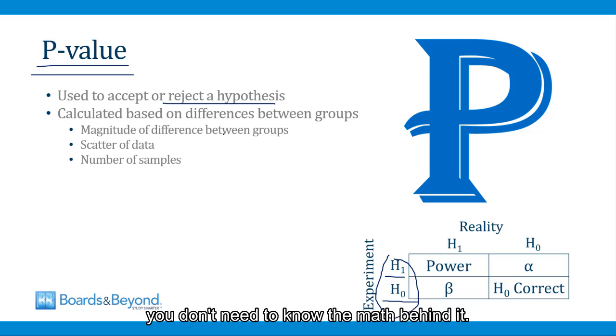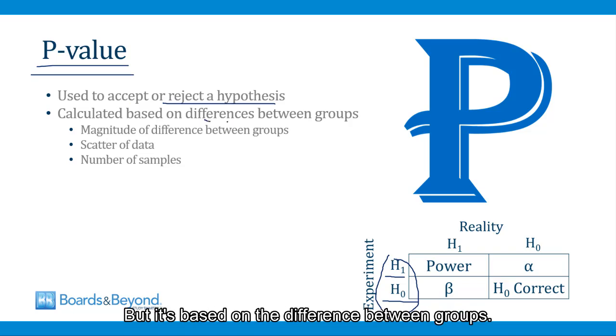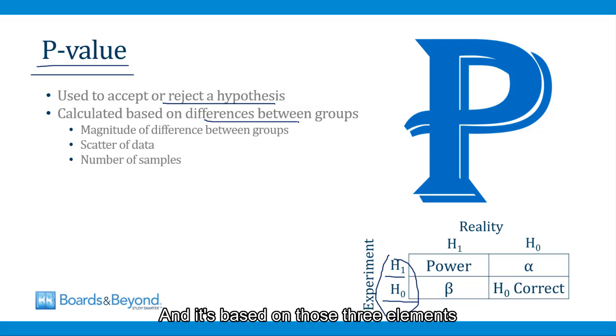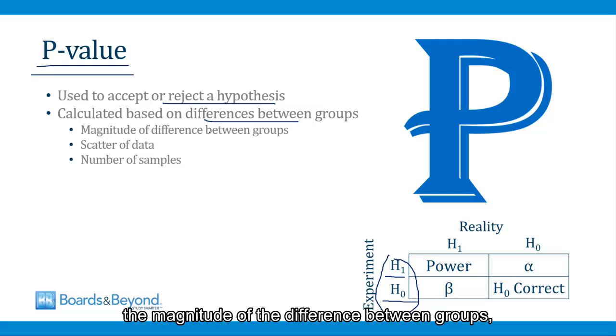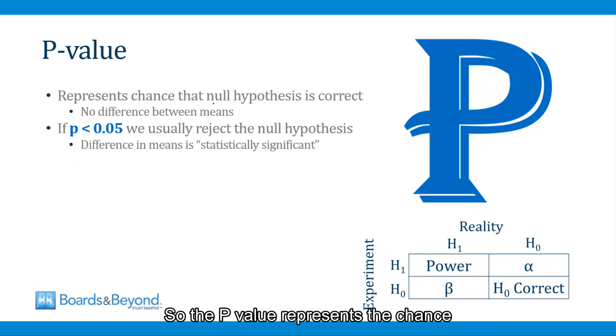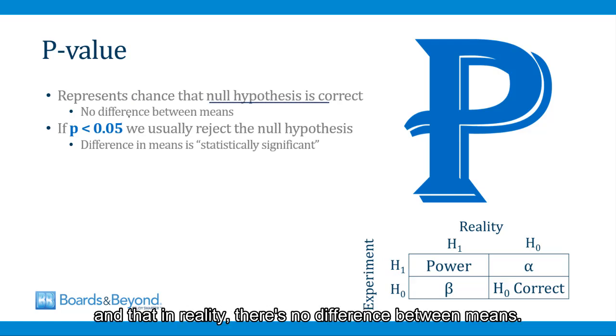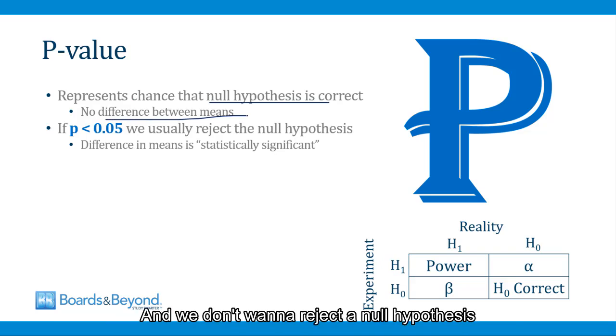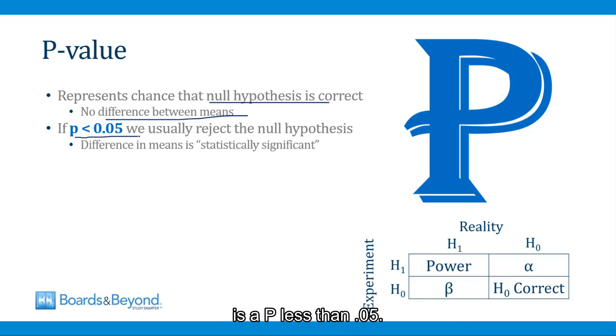You don't need to know the math behind it, but it's based on the difference between groups, and it's based on those three elements we talked about earlier: the magnitude of the difference between groups, the scatter of the data, and the number of samples. So the p-value represents the chance that the null hypothesis is correct and that in reality there's no difference between means. And we don't want to reject the null hypothesis unless the p-value is very, very low. And the cutoff that is traditionally used is a p less than 0.05.